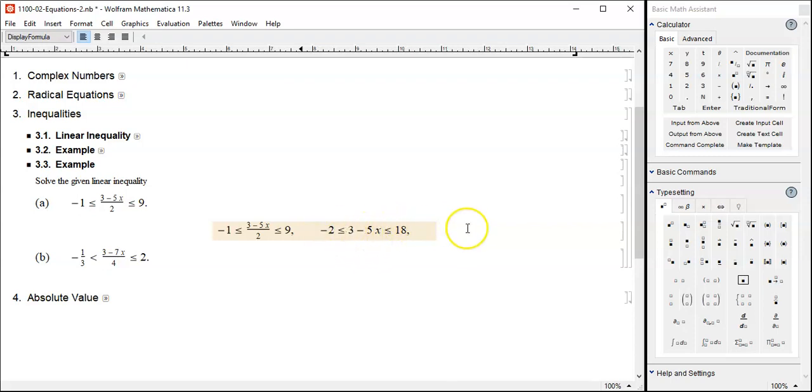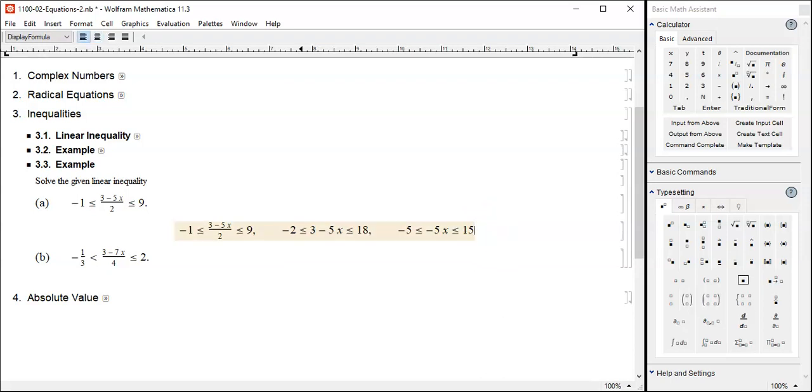Remove 3 to the other side. So subtract 3 from each. So negative 2 minus 3, what do you get? Negative 5. Did I do this right? And then subtracting 3, this one goes away. Now 18 minus 3. Am I getting 15? Please check. Minus 3 from here, minus 3 from here, and minus 3 from there.